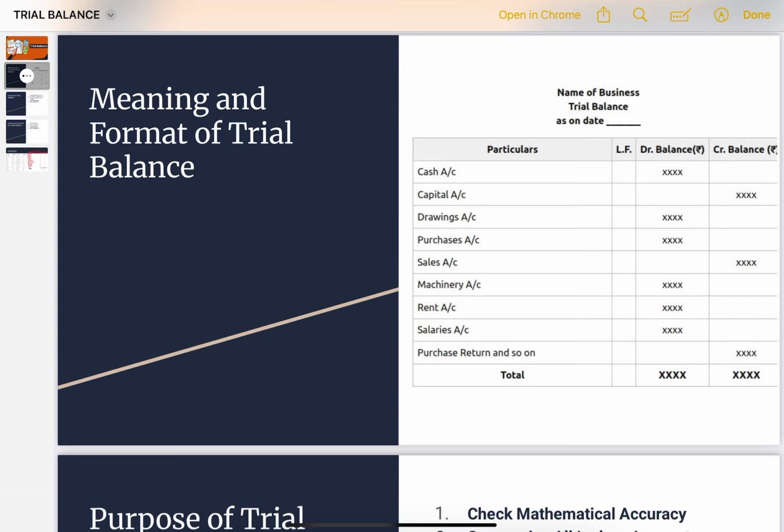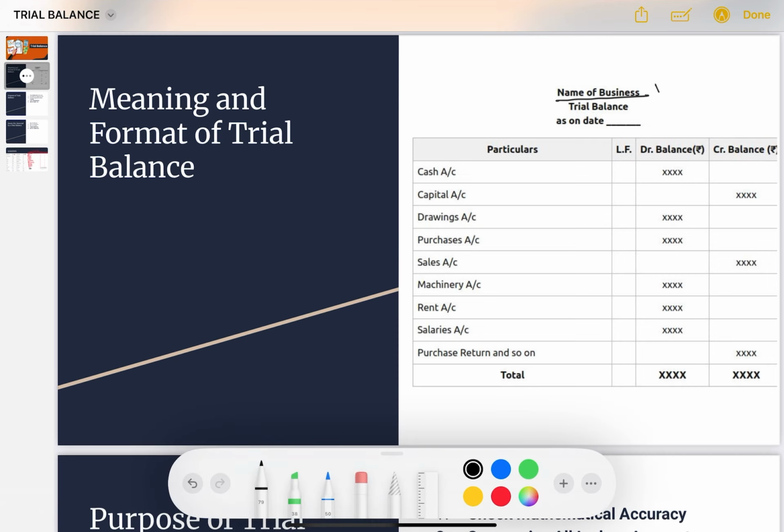Coming to the format of the trial balance, it is in the following manner. Firstly, we need to mention the name of the business. It could be XYZ and Company or anything as per the name. Then we have to write trial balance as on date. As I already specified, it is prepared on a specific date, so we need to mention that particular date.